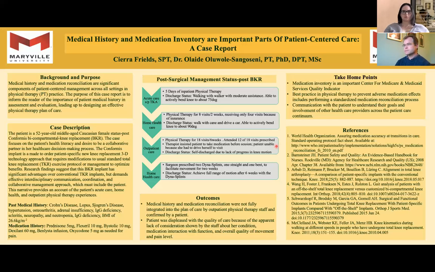Thankfully, this patient was able to make a full recovery, but I feel like if this patient was not proactive and did not have an advocate in herself and a doctor that listened to the patient and not the therapist, then I'm afraid this patient may have had a worse outcome. Overall, medication inventory and medical history are a hugely important part of patient-centered care, especially in a highly individualized field such as physical therapy. Thank you, guys.